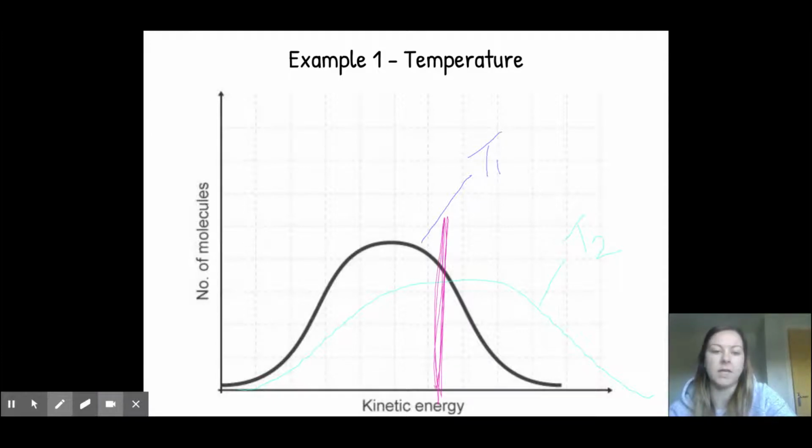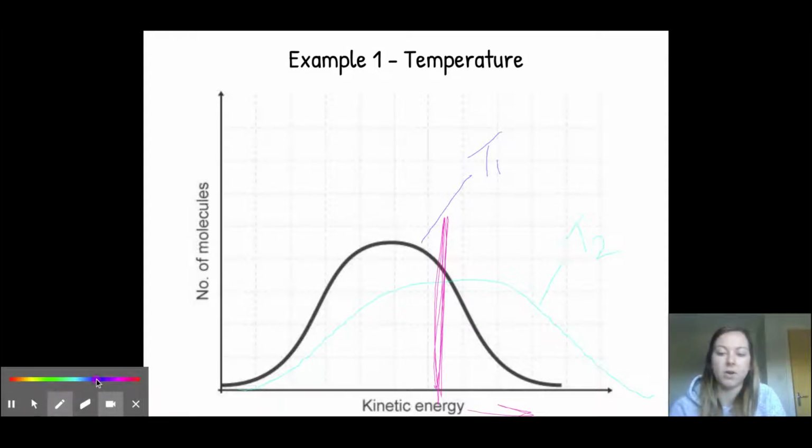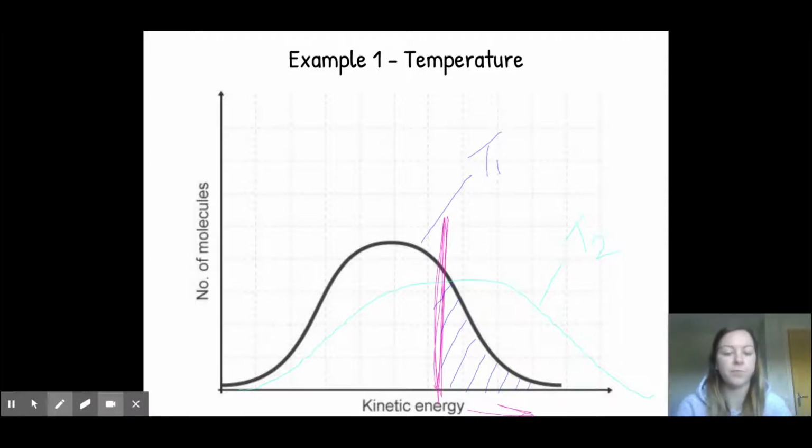So this is the line, and everything over this line has enough energy to react. But we can have a little look at what these curves actually are telling us about those number of molecules. First of all, at the lower temperature, the area under the graph is this area here. And that is not a substantial amount of area. It's quite a small number of molecules that have that kinetic energy to collide successfully.